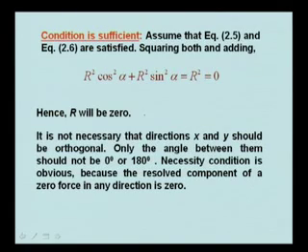It is not necessary that directions x and y should be orthogonal, only the angle between them should not be 0 degree or 180 degree. Although when we resolve the components, we generally take orthogonal directions. Now, even if that angle is different, the necessity condition is obvious because the resultant component of a zero force in any direction is 0.